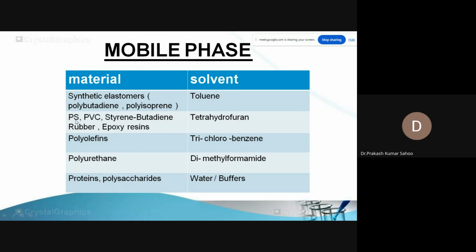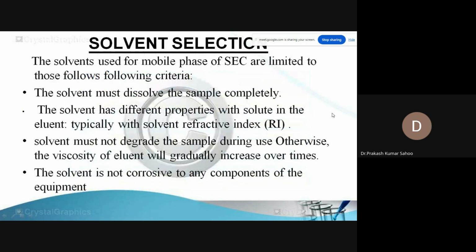If it is polystyrene, polyvinyl chloride, styrene butadiene rubber or epoxy resin, then THF. If it is polyolefin, trichlorobenzene. If it is polyurethane, then dimethyl formamide. If it is protein or polysaccharides, then it will be water.